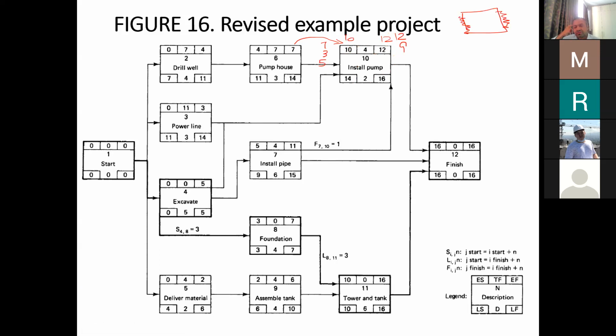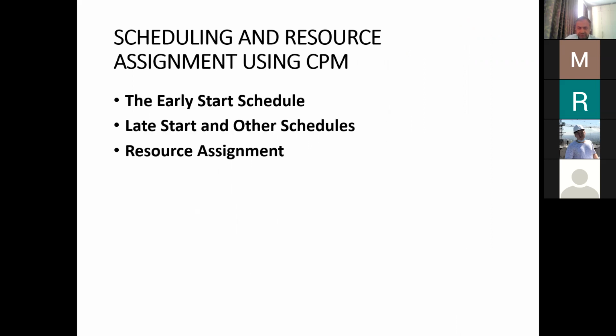Okay, thank you. Yes, so when we are performing the forward pass calculation, we have to be careful about the arrows. How many arrows are going into that activity? Okay, so that's why. All right, any other question? Okay, so that was the precedence diagram.